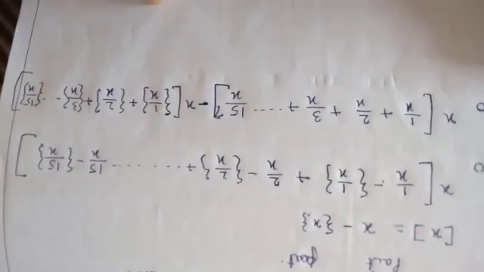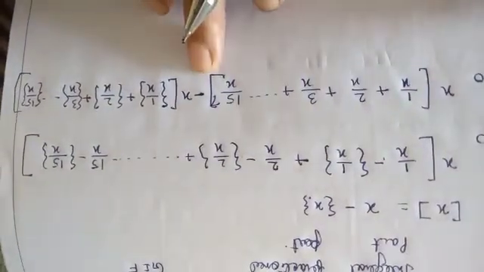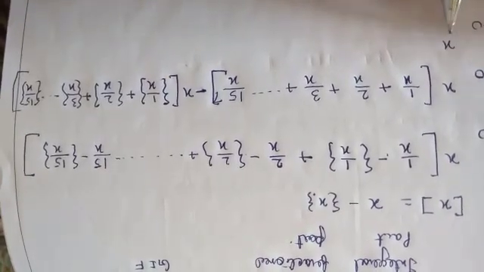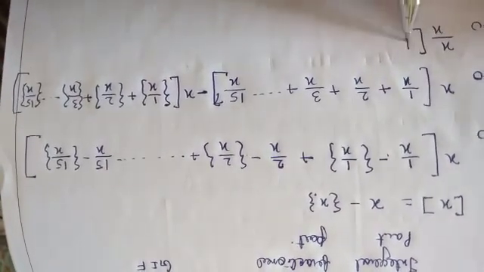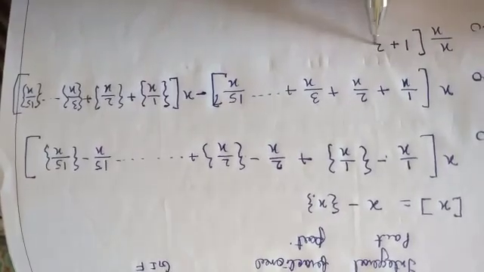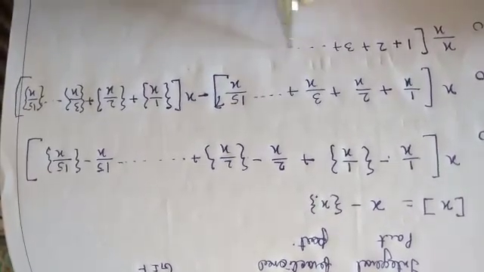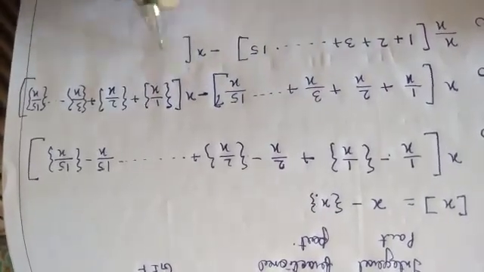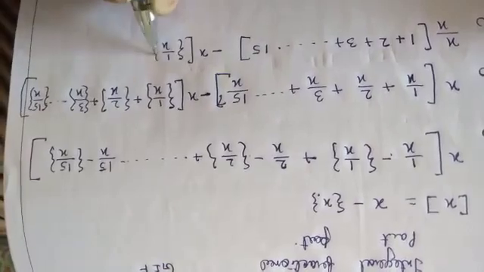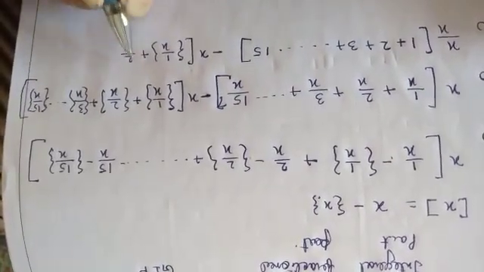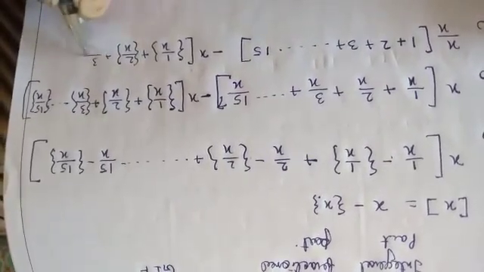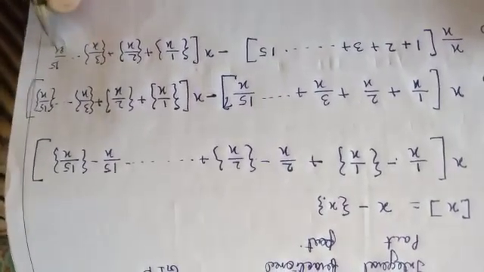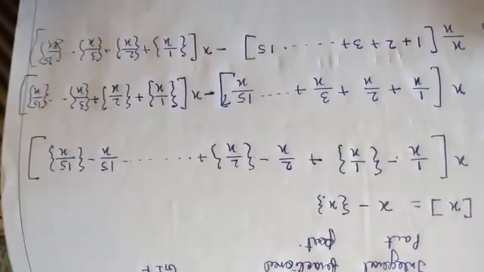Okay, now let us solve this one. Taking 1 upon x common from all these terms, that is x upon x, I will get here 1 plus 2 plus 3 and so on up to 15. I will solve this part later on. Let me keep it as it is, because there is some description about this one, so I will tell you. First let me solve this one.